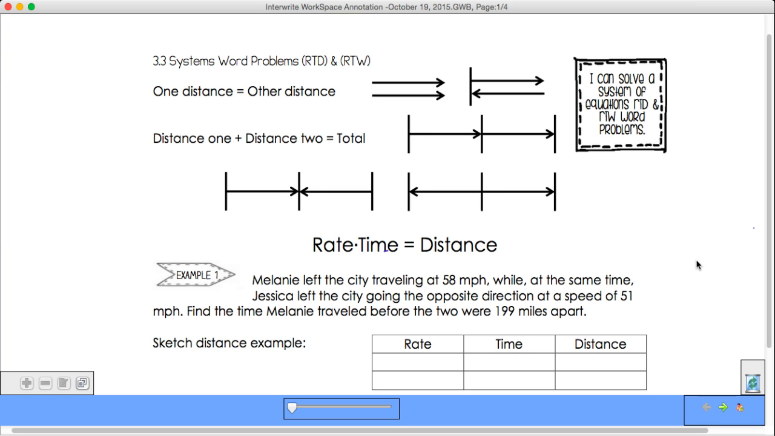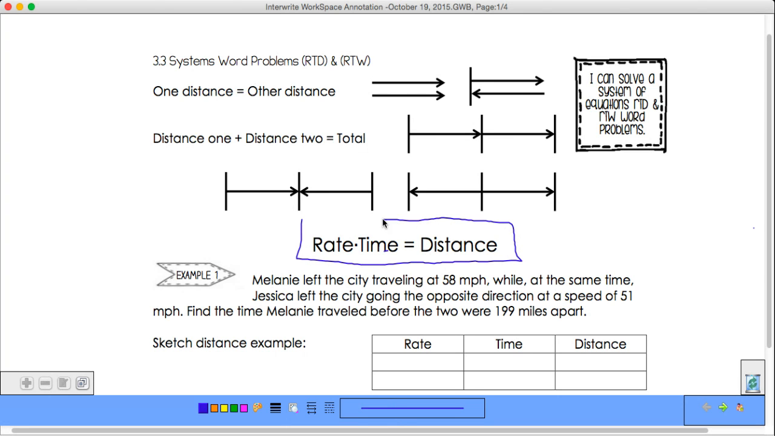Okay, we're going to cover 3.3 system word problems. We're going to cover rate, time, and distance problems and rate, time, and work. Our formula for these problems is rate times time equals distance.